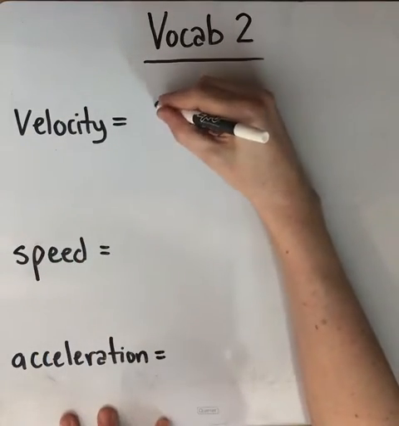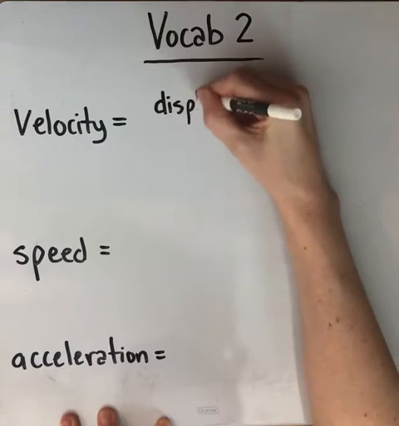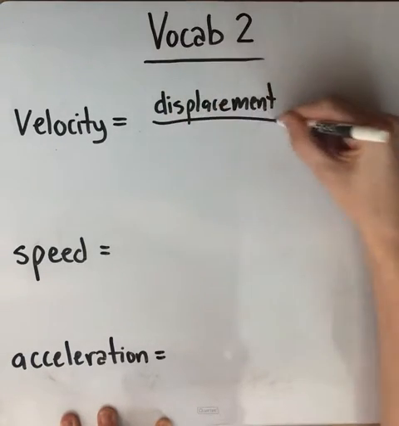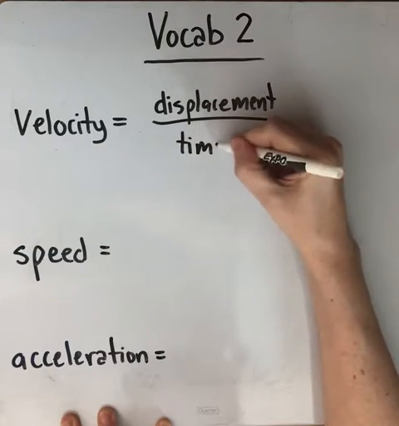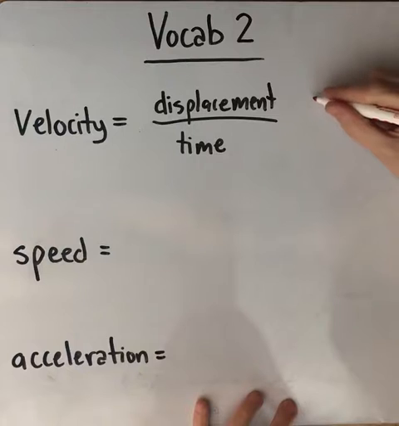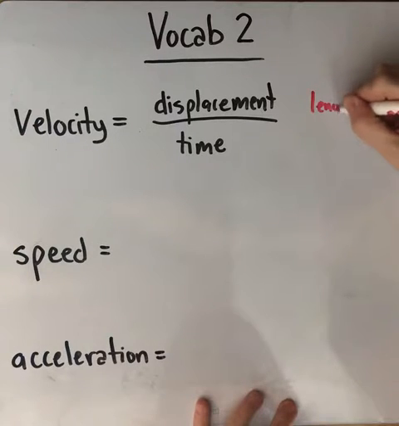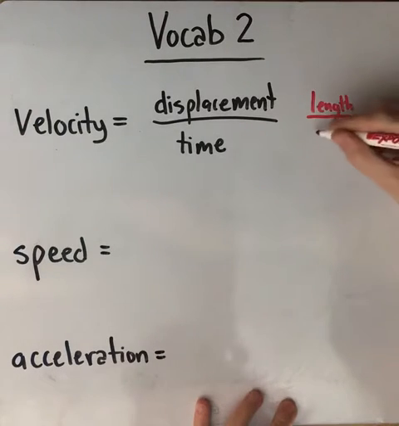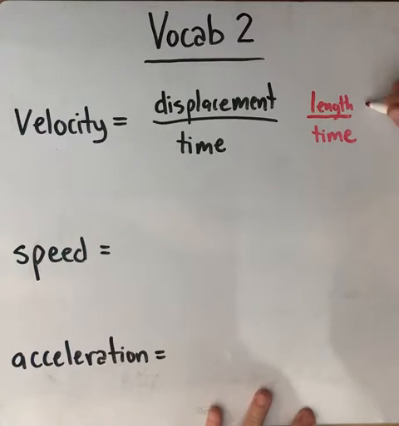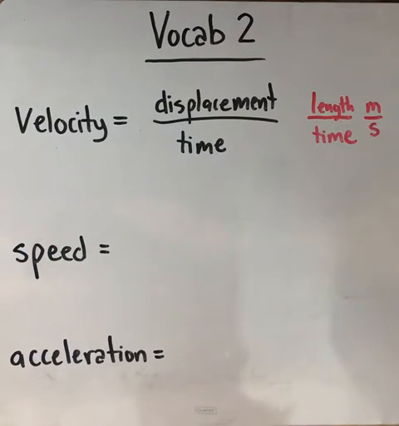Velocity, by definition, is displacement divided by time. Notice that this will give us units of length per time. In other words, you can get meters per second, miles per hour.